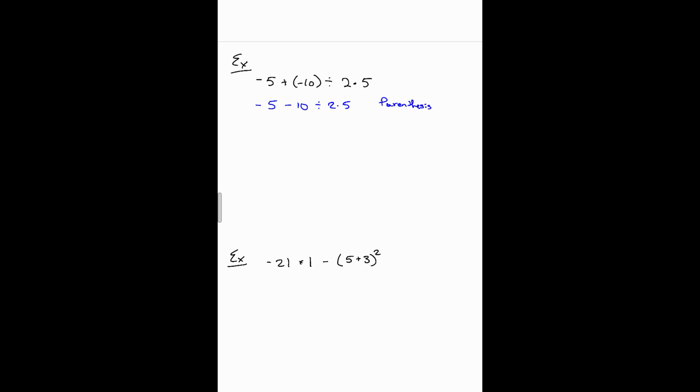Going on down the list, we don't have any exponents, so we get to multiplication and division. In this problem, division comes first when we read it from left to right, so we take care of the division first. That means we have negative 5, and then negative 10 divided by 2 is negative 5, and then times 5. So we took care of the division. And now we've got multiplication. So we take negative 5 times 5, and that would be negative 25.